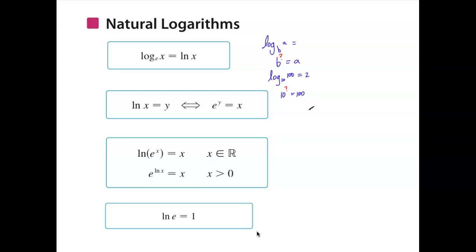So with that in mind, any logarithmic equation can be written in exponential form. So if I write log base b of a equals n, the equivalent exponential form of that is that b to the n equals a, right?